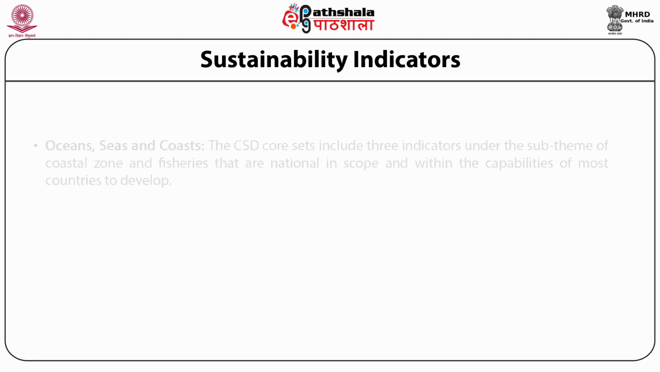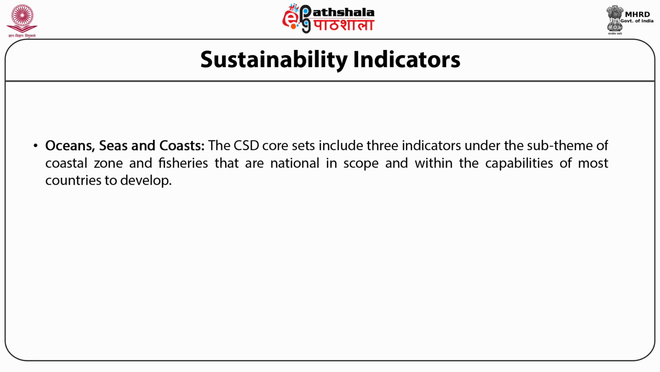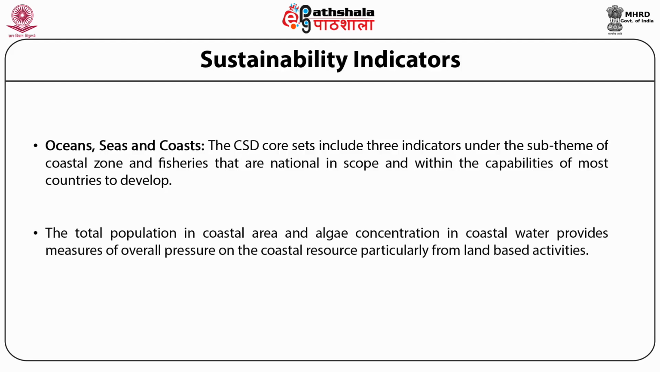Fifth indicator is oceans, seas, and coasts. The CSD core sets include three indicators under the sub-theme of coastal zone and fisheries that are national in scope and within the capabilities of most countries to develop. The total population in coastal area and algal concentration in coastal water provide measures of overall pressure on the coastal resource, particularly from land-based activities.